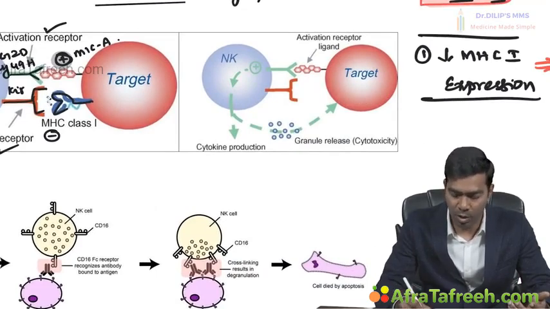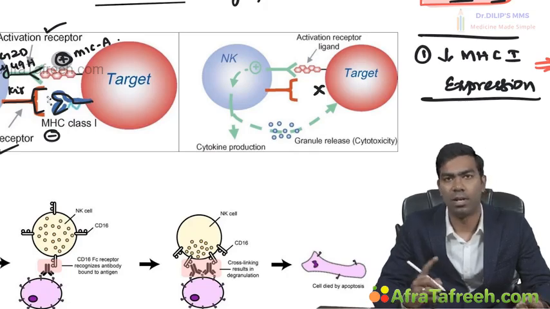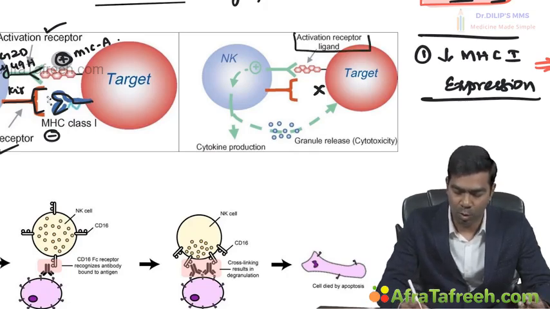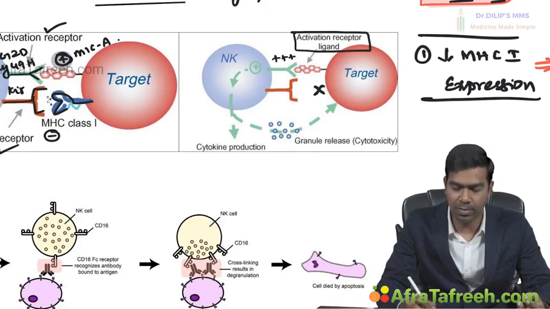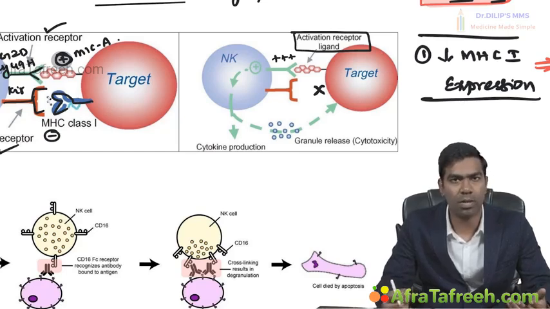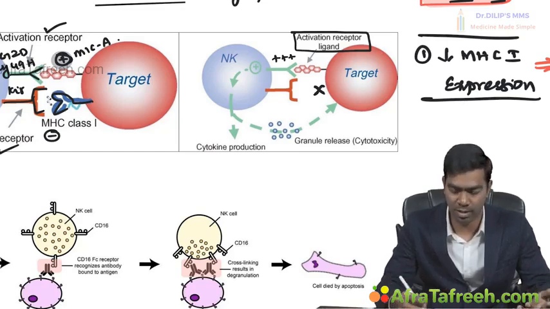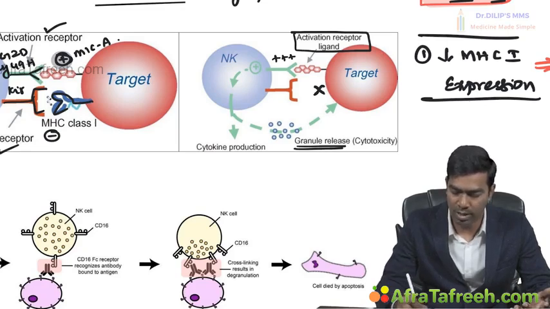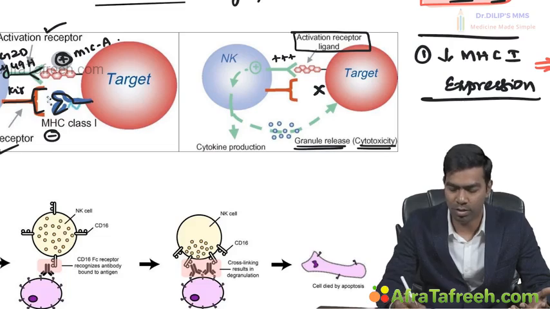Suppose you don't have MHC class 1 expression. What is going to happen is only the activating interaction will be there, which means it will activate the NK cell, and there is no inhibiting interaction, which means the cell doesn't possess MHC class 1 to inhibit the natural killer cell. So they are going to release their granules and produce cytotoxicity, and they are going to kill this particular target cell.